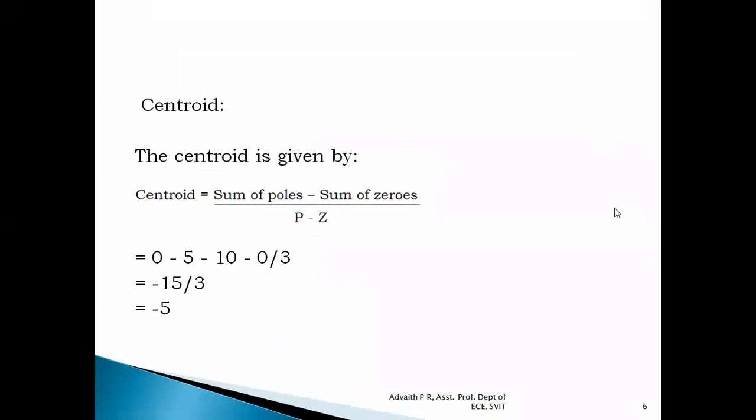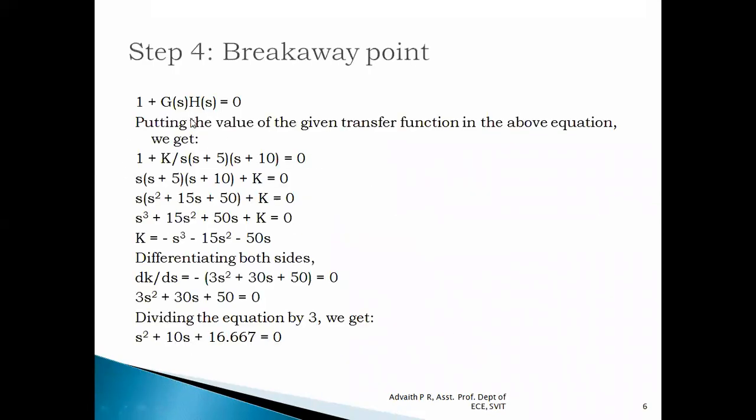To find the breakaway point, we'll be using this equation: 1 plus G(s)H(s) equals 0. We already have G(s)H(s) in our problem. So 1 plus K divided by s(s+5)(s+10) equals 0. When we simplify that, taking the LCM, s(s+5)(s+10) plus K equals 0. When we multiply (s+5) and (s+10), we get s squared plus 15s plus 50. And when we multiply by s, we get s cubed plus 15s squared plus 50s plus K equals 0.